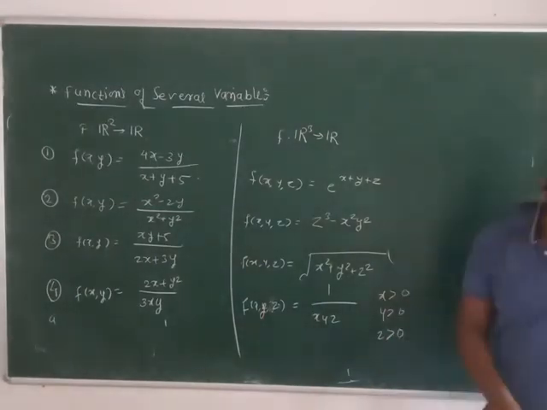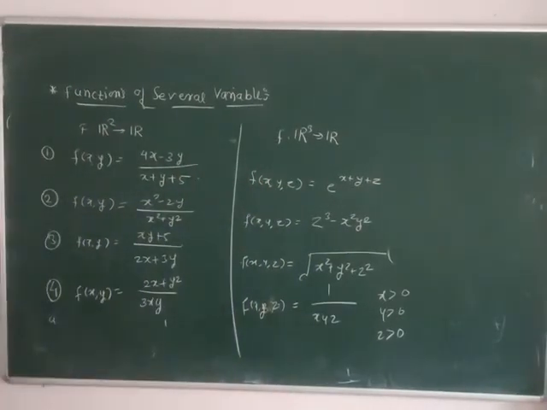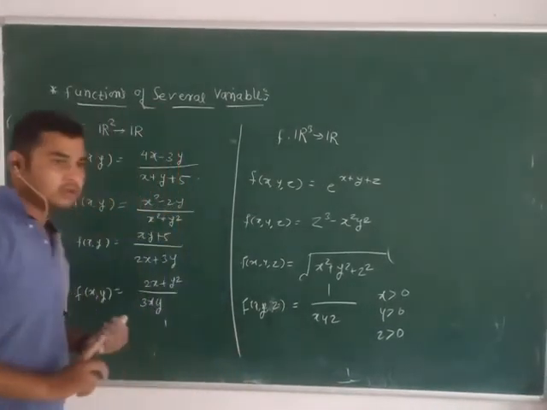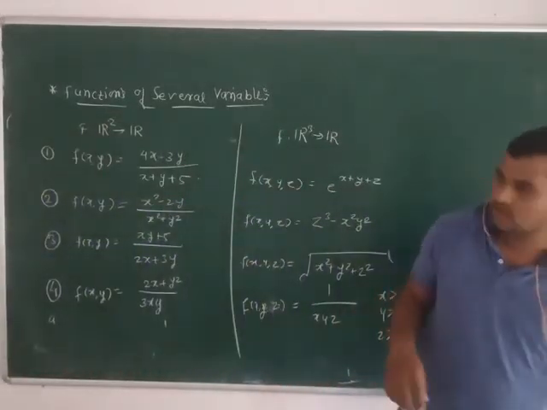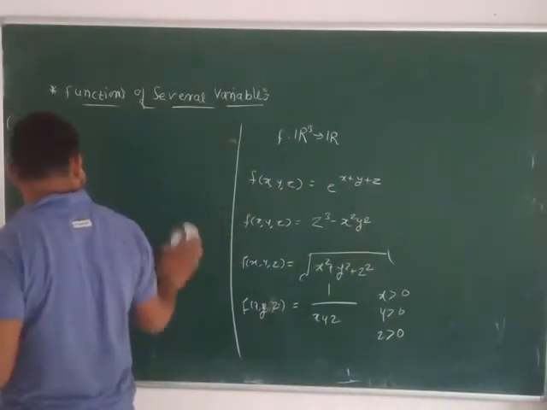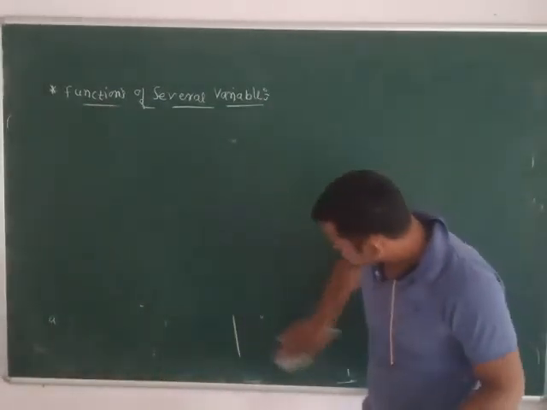So with this we will further move to the limits of functions of several variables. In order to discuss the limits of functions of several variables, we must know what is meant by the inner product and what is meant by the norm. So with the help of norm and inner product, we will define the limits of functions of several variables. Firstly, we will discuss what is meant by the limit.